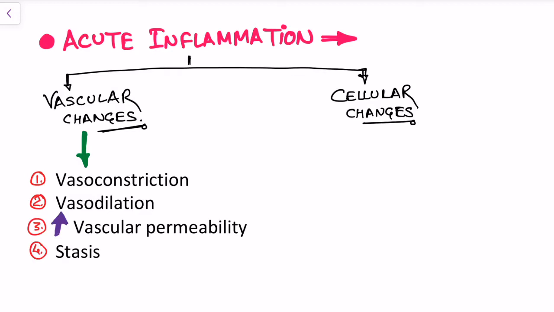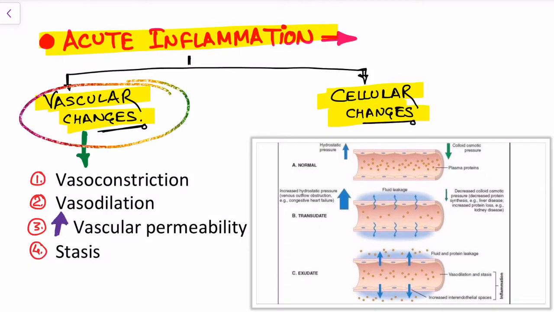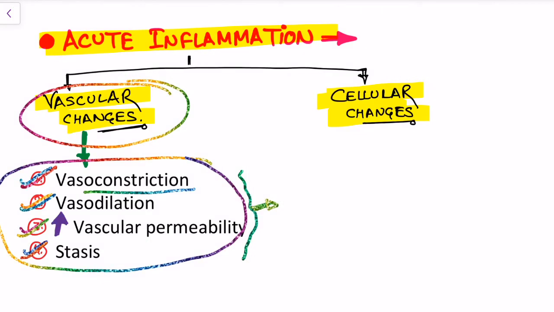So friends, here we are going to start acute inflammation. In this case, we are having some vascular changes and some cellular changes also. First we will discuss vascular change. In vascular change we have four steps. First is vasoconstriction, the vessel will constrict. Second one is vasodilation. Third one is increase in vascular permeability, and fourth one is blood stasis, decrease in blood flow. So we are going to start vascular change, and we will discuss all four steps in detail.